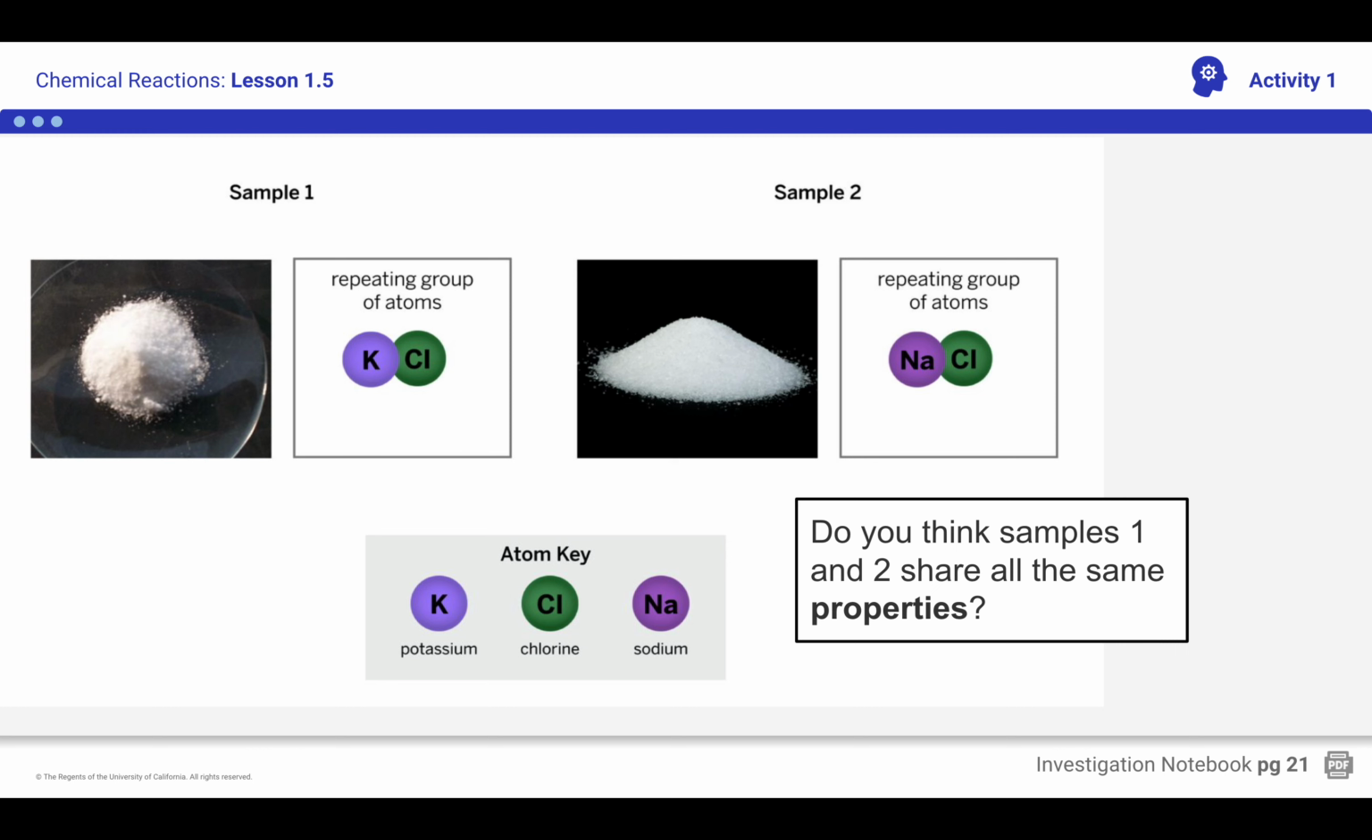Okay, the question is, do you think samples 1 and sample 2 share all the same properties? Please go ahead and pause the video and answer it, and then we'll continue. Sample number 1 and sample number 2 have some similar properties, but I'm not sure if they share all the same. I'm just not sure. So I'm going to have you just answer the question, and then we're going to move on, and hopefully we can come back to this and talk about it a little bit more.